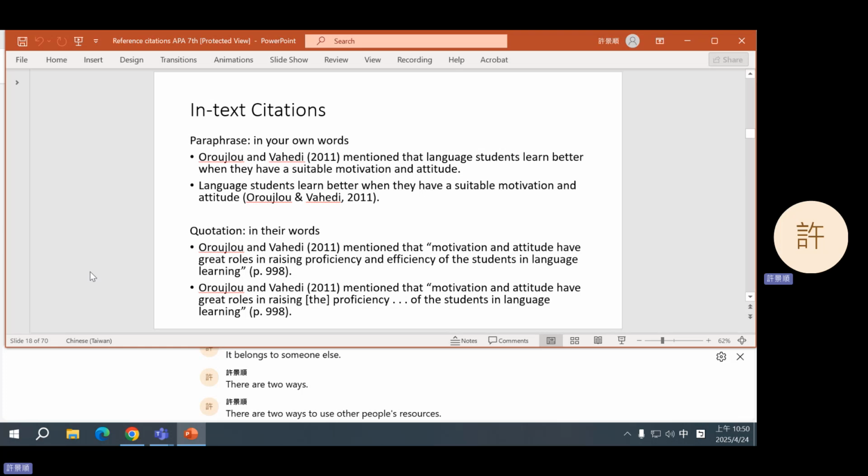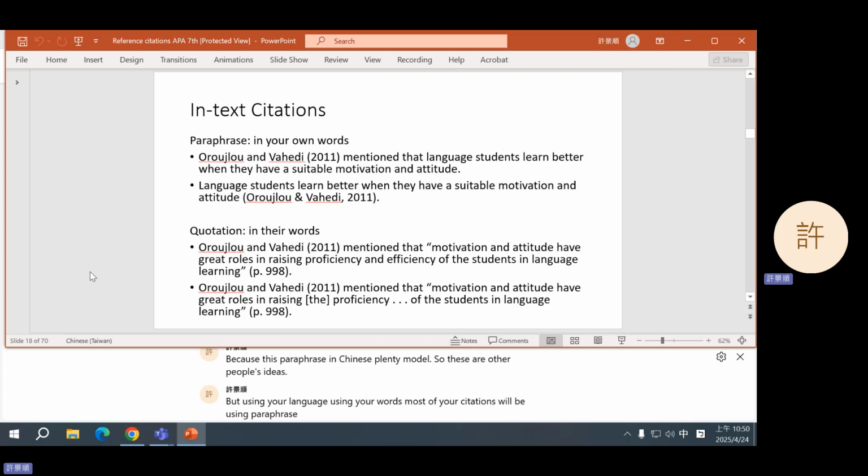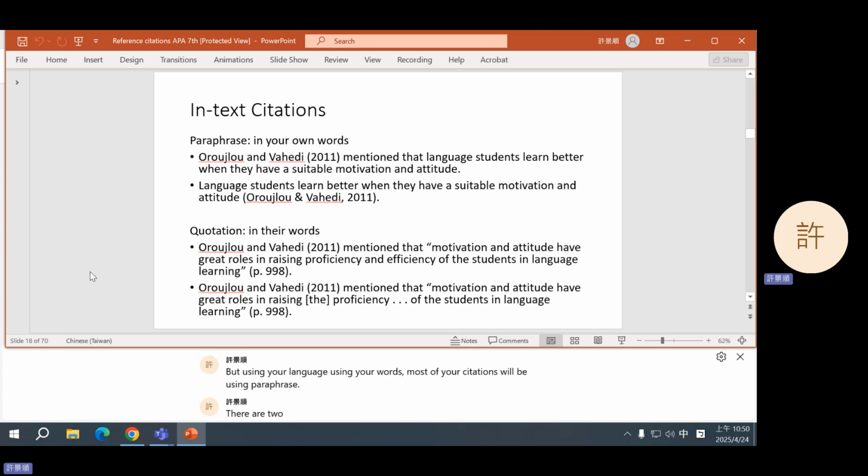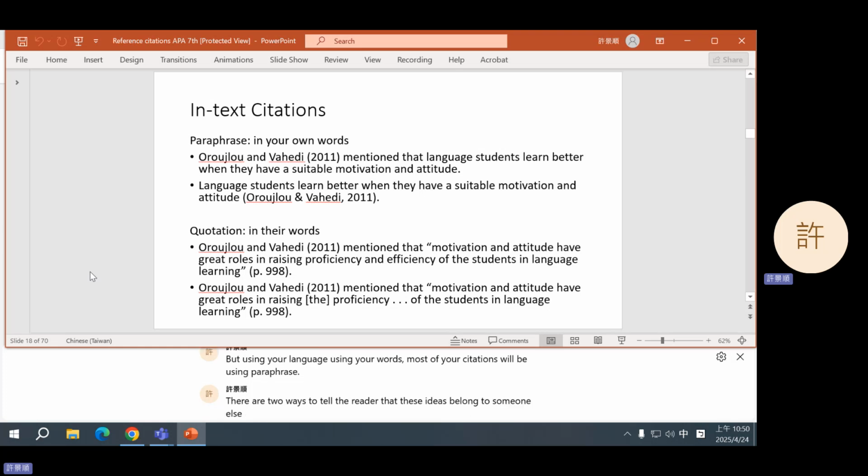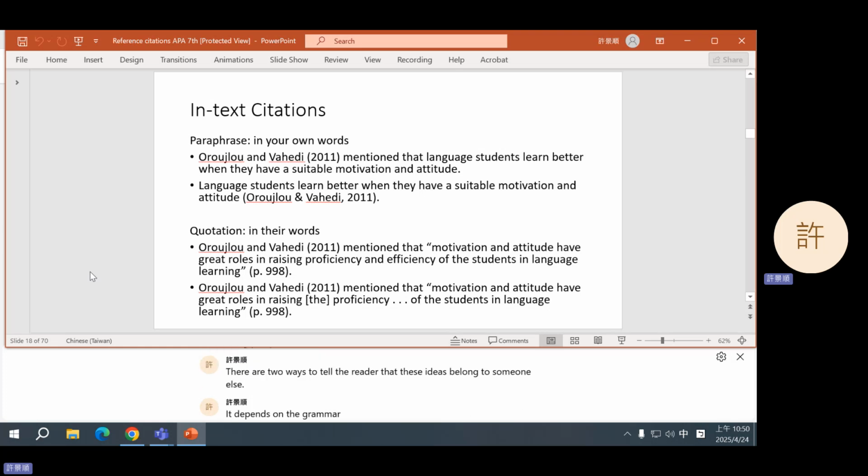There are two ways to use other people's ideas. The first way is simply to use the idea and not the language. We call this paraphrase, 转述 in Chinese. So these are other people's ideas, but using your language, using your words. Most of your citations will be using paraphrase. There are two ways to tell the reader that these ideas belong to someone else. It depends on the grammar and the importance of this fact.